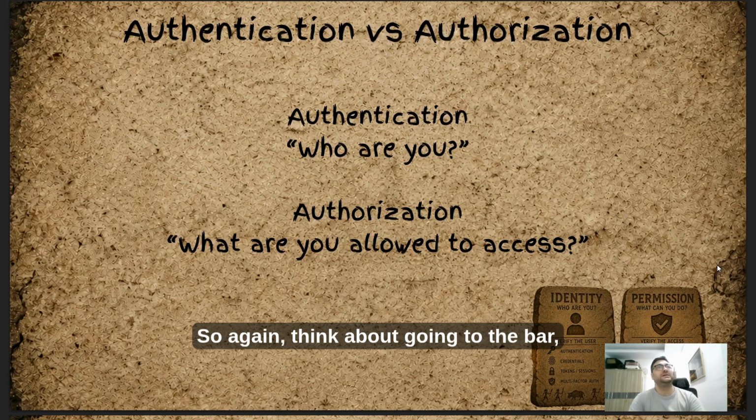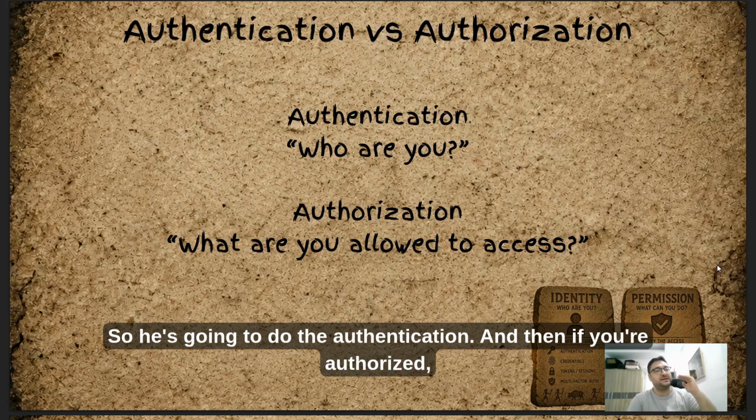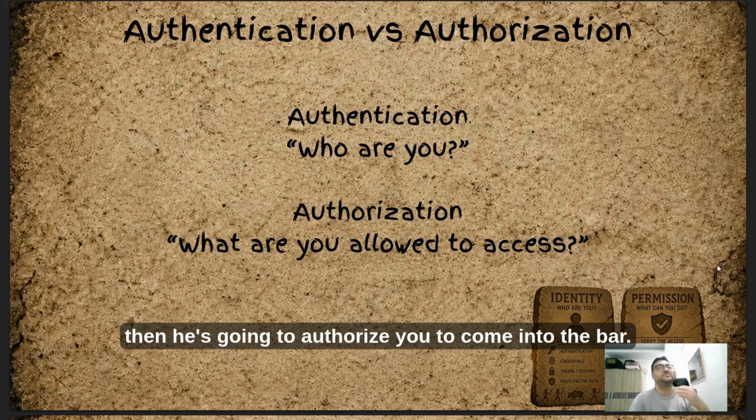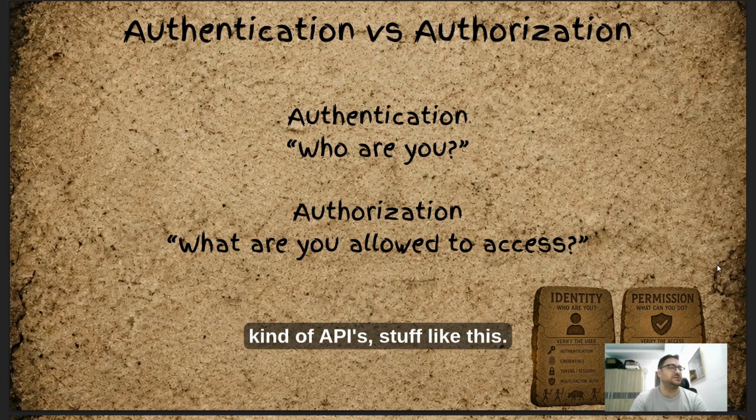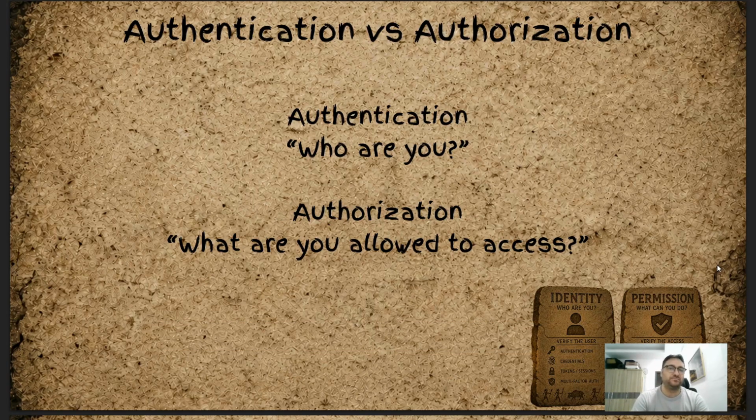Again, think about going to the bar. The bouncer is going to check to see if you are actually who you say you are. So he's going to do the authentication. And then if you're authorized, then he's going to authorize you to come into the bar. Okay. Same thing applies to broken authentication, APIs, stuff like this.